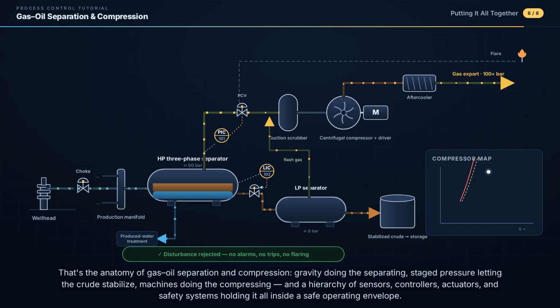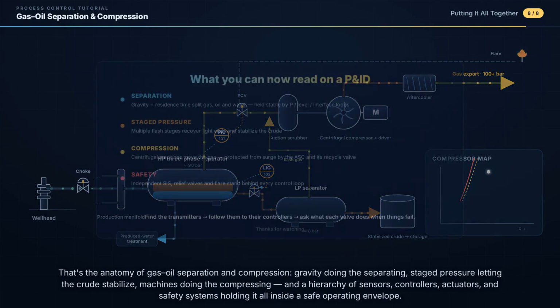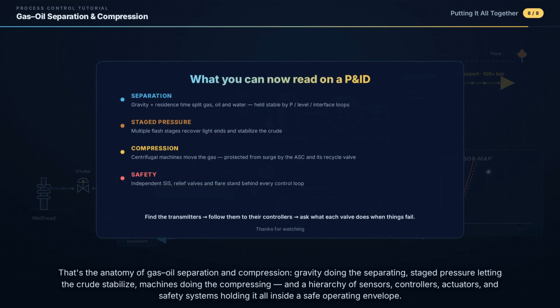That's the anatomy of gas-oil separation and compression. Gravity doing the separating, staged pressure letting the crude stabilize, machines doing the compressing, and a hierarchy of sensors, controllers, actuators, and safety systems, holding it all inside a safe operating envelope.